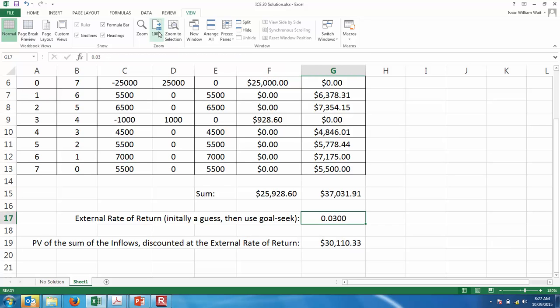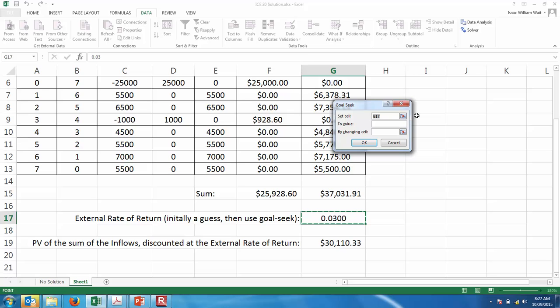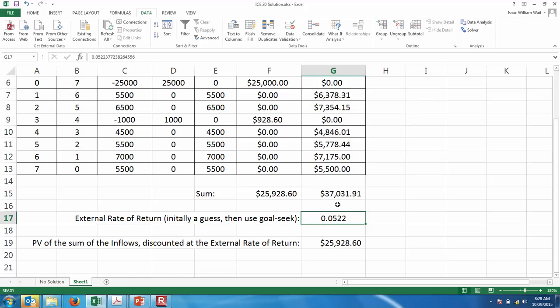And so I will do the goal seek, which is data, what if analysis, goal seek. And our goal is that we want this amount to be equal to 25,928.60. And what we give it permission to change is the amount in the external rate of return. And it takes just a moment for it to show it's 5.22%. Is that what everybody got? All right, great.